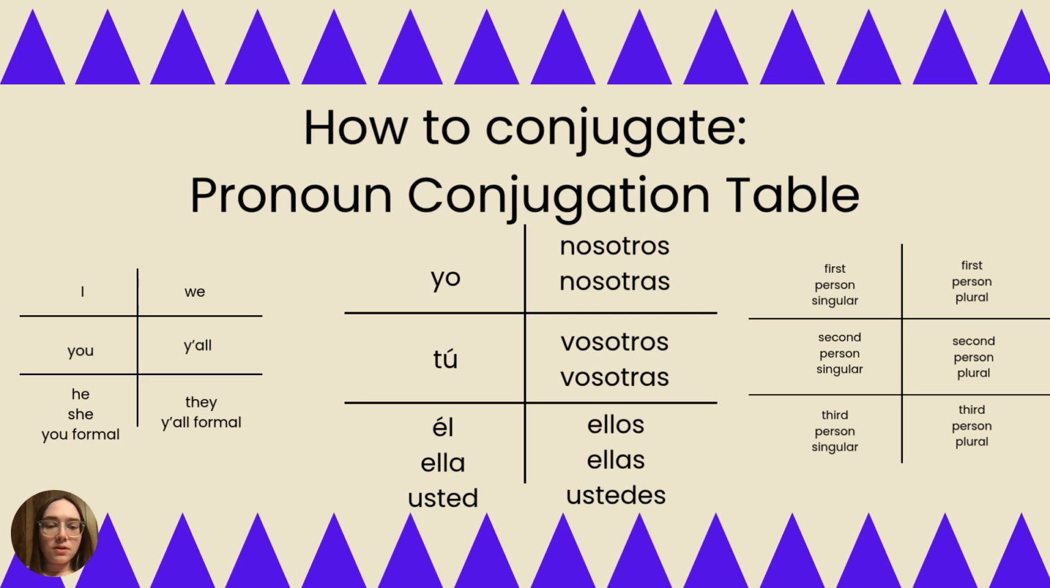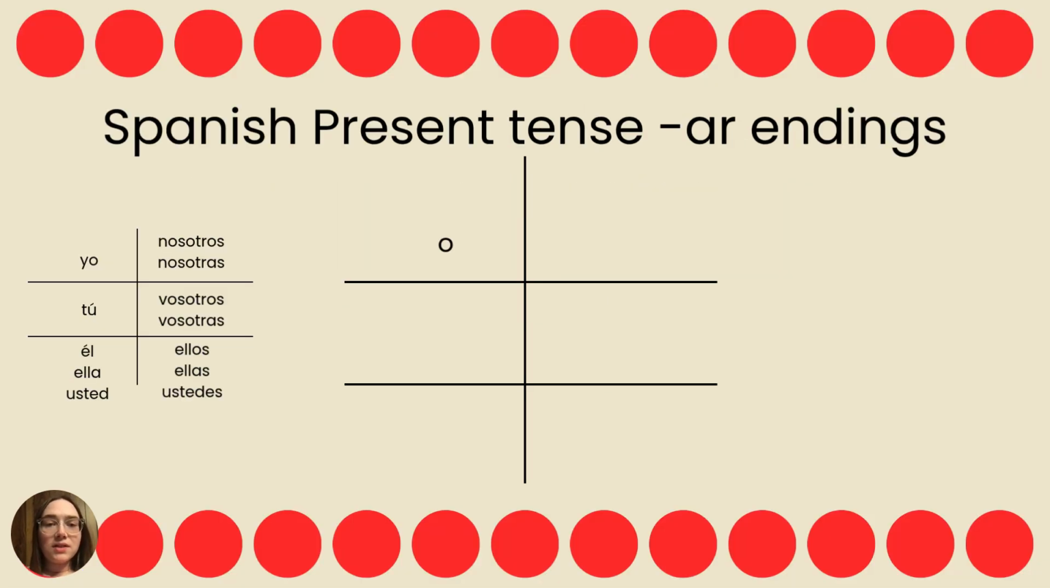Okay, so you have to remember where these go, because now we can conjugate present tense verbs with the AR ending. So as you see, here you go, the meat and potatoes of this video. The yo ending is o. For AR verbs, yo, o. Tú is as. For él, ella, or usted, it's a. For nosotros, nosotras, it's amos. For vosotros, vosotras, it's ais. And ellos, ellas, ustedes is an.